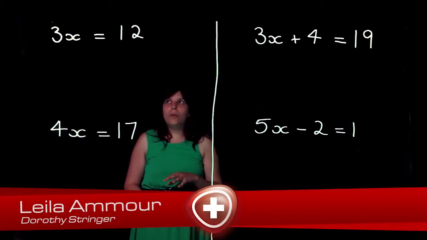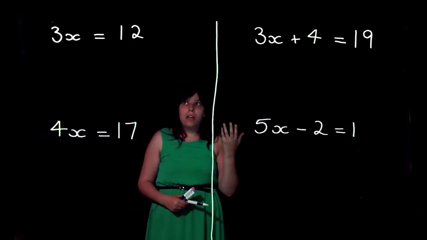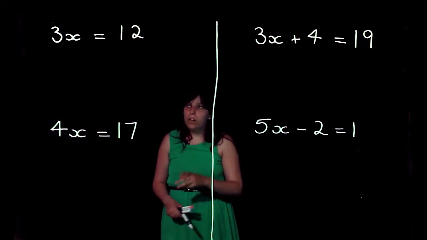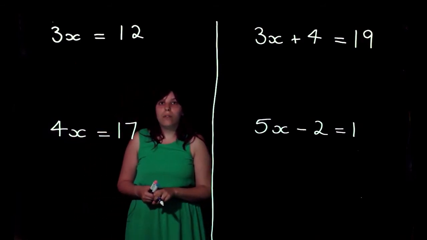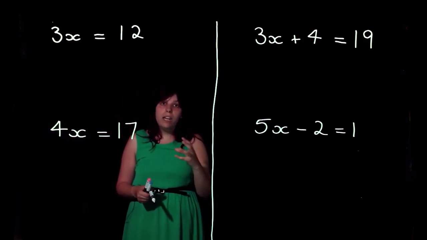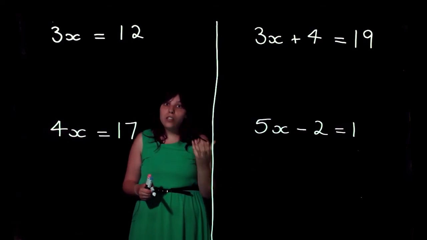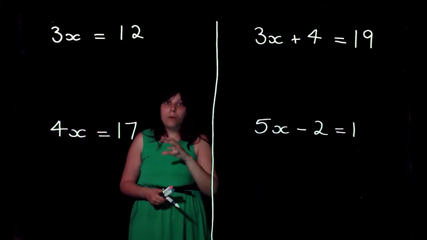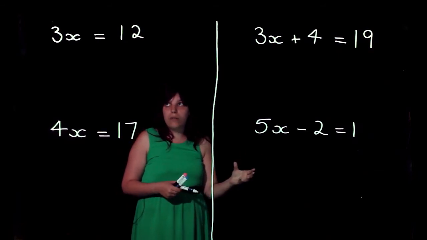So in this video, we're going to look at solving linear equations where we've got more than one x. So if we look at the first example, we have 3x equals 12. What that means is we've got 3 lots of x, which equal 12. So 3 times a number will give us 12. So what we need to do is work out which number we're multiplying by 3 that would give us 12.